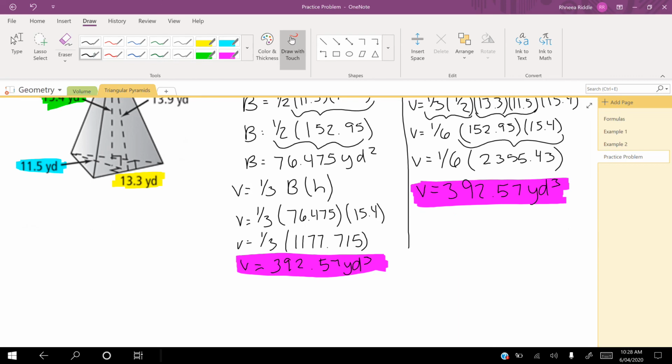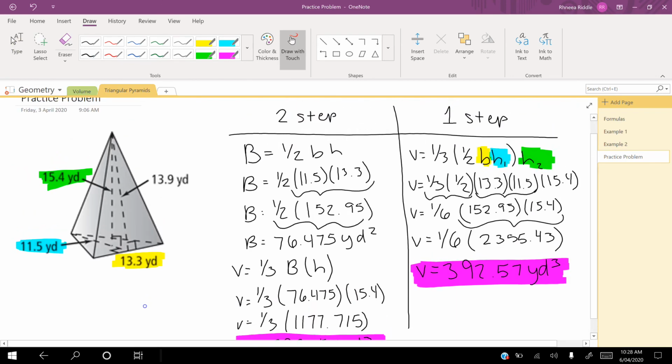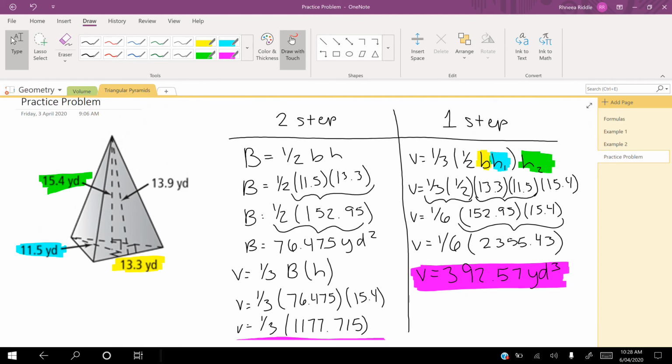So like I said before, you can use either method. They both work perfectly fine. It is up to you. I personally enjoy the 2-step more because I feel like it's way more organized, but the 1-step is a lot quicker. Up to you, completely no judgment there.